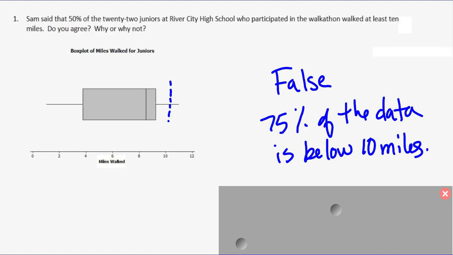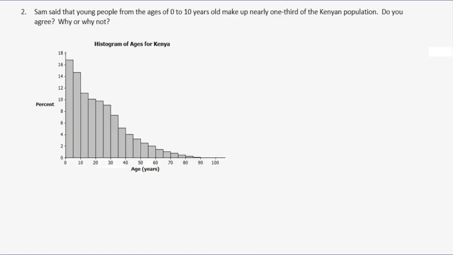Let's look at another data representation. For this one, Sam said that young people from the ages of 0 to 10 years old make up nearly 1/3 of the Kenyan population. And we want to know if we agree with Sam's statement or not. So here we've got a histogram. We have to remember that histograms are summaries of data again. And so we're going to have to see if the statement is valid.